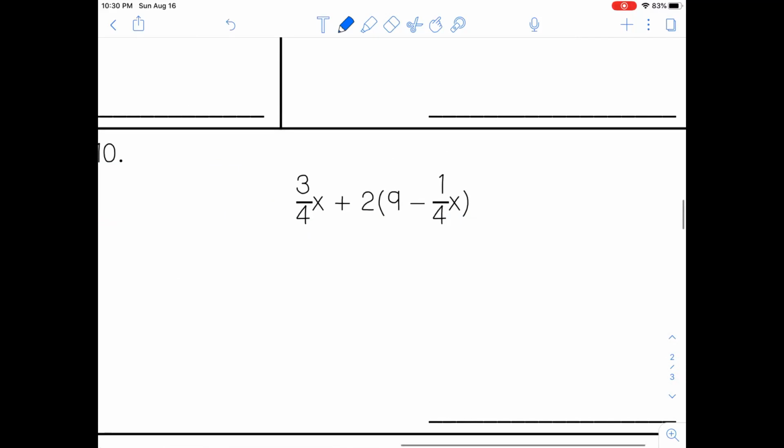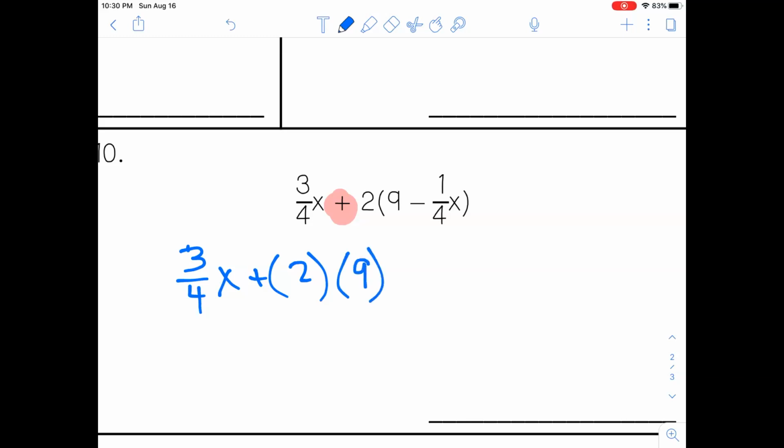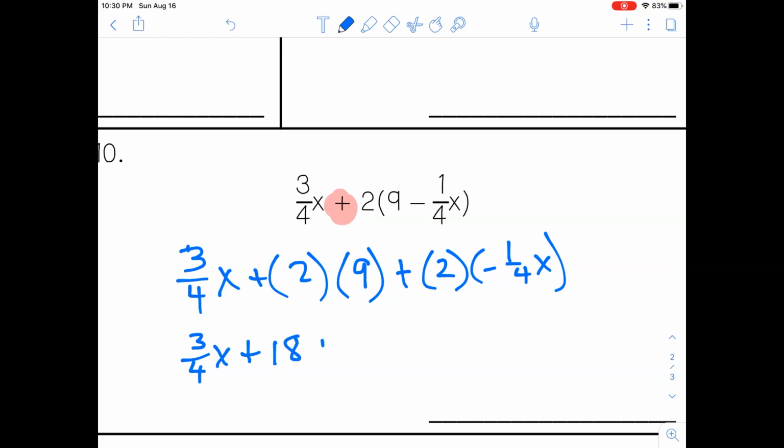Here's another one that's a little bit tricky. Let's try it. Again, we have a plus sign here, other side this time, so we're just going to start out with bringing that 3/4 x down, and then we're going to distribute 2 times 9 minus 2. Oh, I didn't do the same thing as I did before. Let's be consistent. Let's say plus 2 times negative 1/4 x. So 3/4 x, nothing to do with that, bring it down, plus 2 times 9 is 18, plus, but we're going to have a negative, so let's go ahead and make that negative, 2/4, and that reduces to 1/2, so that's minus 1/2 x.